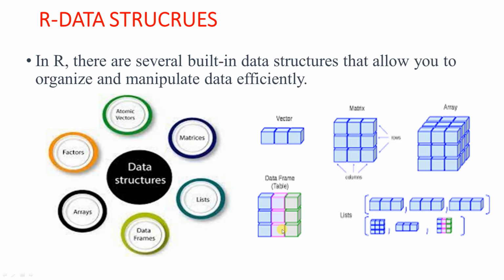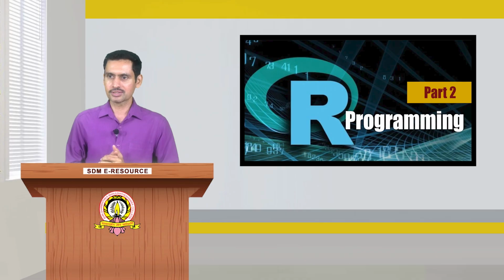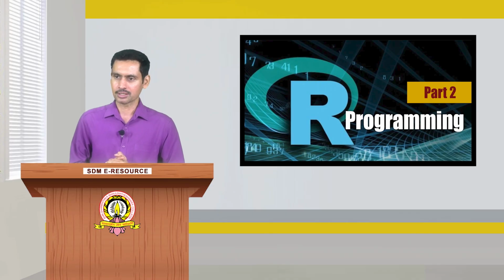And the last data structure is called a list. A list can hold multiple objects, multiple components. Maybe the first object is a matrix, the second object an array, the third object again a vector, and the fourth object may be a list itself. So a list can hold multiple objects. These are the different types of data structures that we can handle in R programming language.